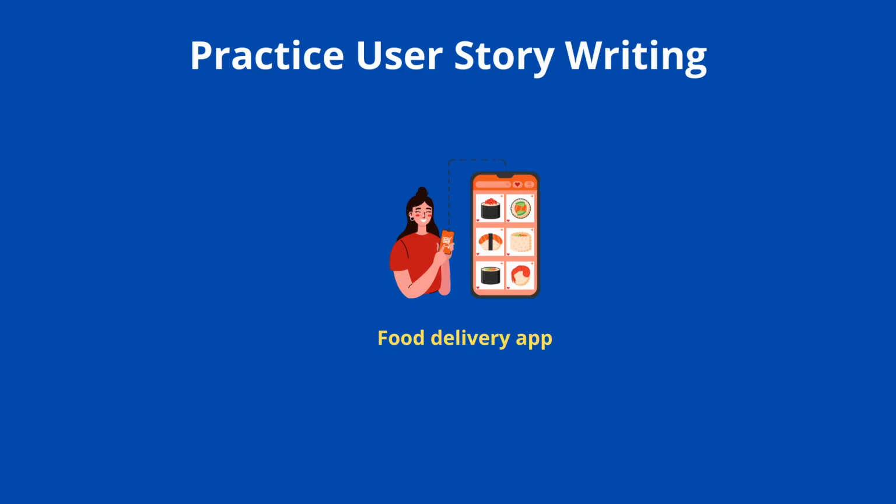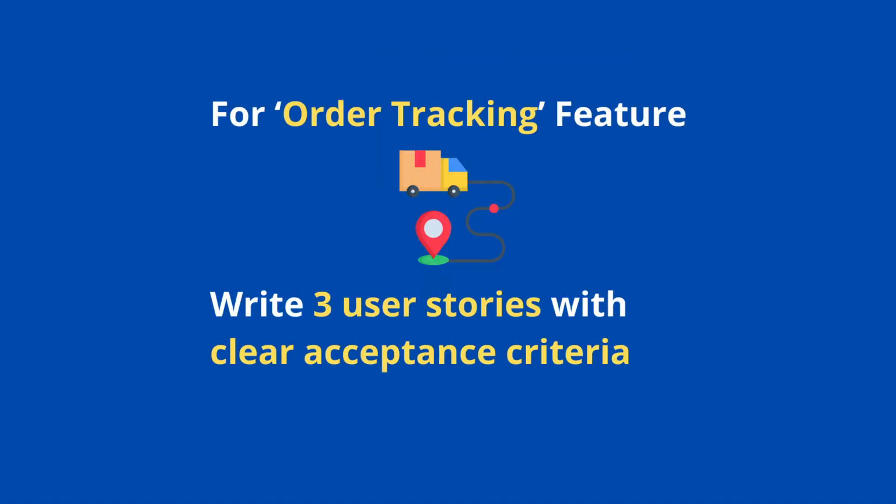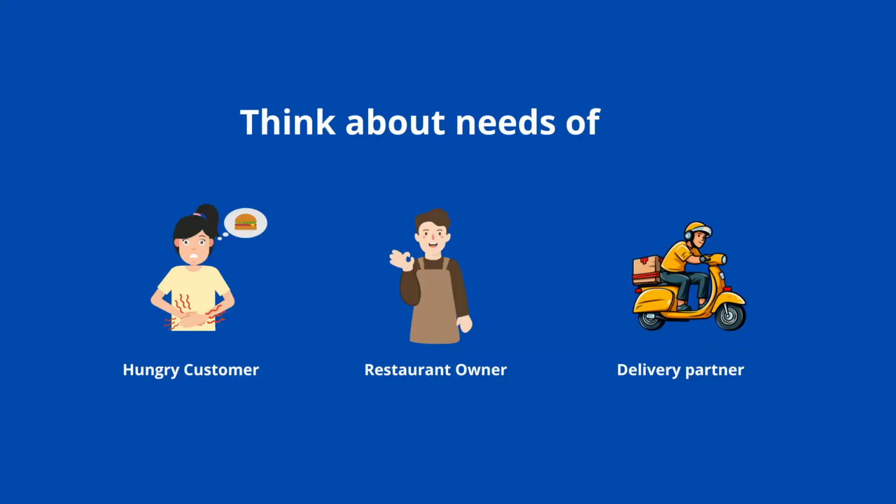Alright, your turn to practice. Imagine a food delivery app wants to introduce a new feature, order tracking. Your assignment is to write 3 effective user stories with clear acceptance criteria for this new feature. Think about different types of users, maybe a hungry customer, a delivery driver, or even a restaurant owner. What do they want to do with the order tracking feature and why? Pause the video now, give it a try, and let me know.